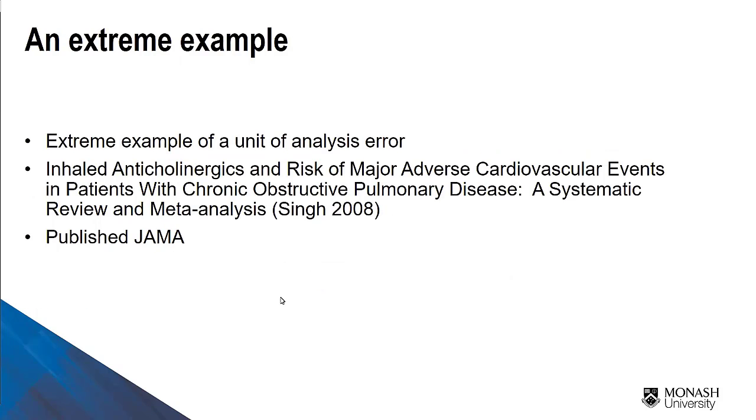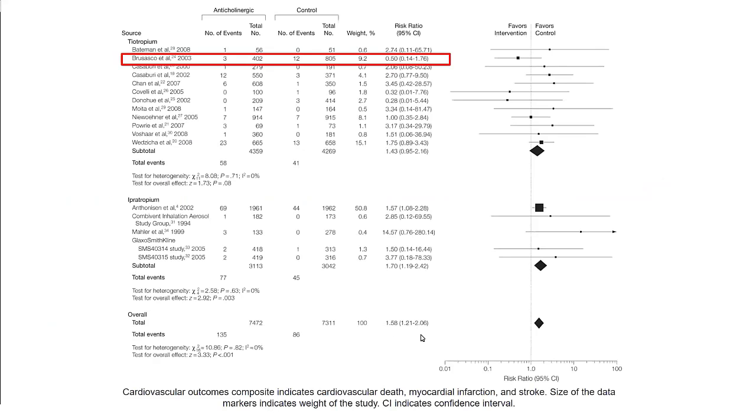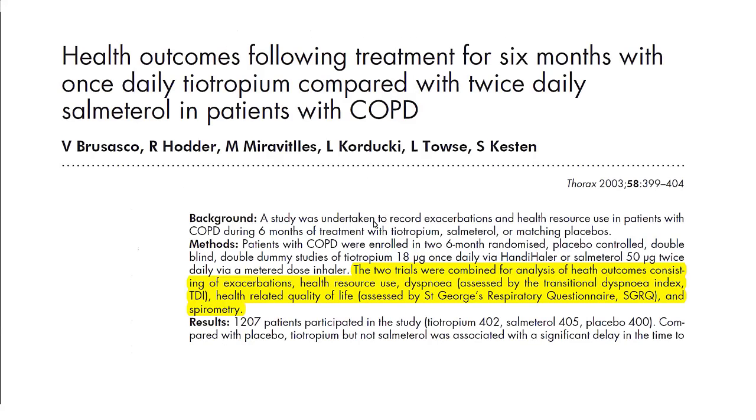So let's begin with this extreme example of a unit of analysis error. This is from a review that was published in JAMA, which was looking at inhaled anticholinergics and risk of major adverse cardiovascular events in patients with chronic obstructive pulmonary disease. And here we can see the meta-analysis that was presented in this publication. What I've highlighted here is this Brasco trial. If you go and look at the primary publication of this trial, what this trial actually reports is the combined results from two trials.